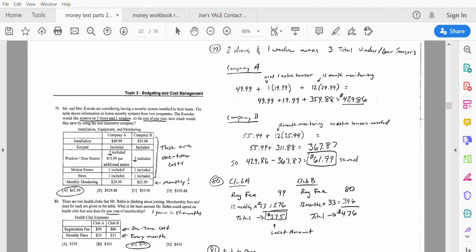Anytime you see registration fee, that's almost always a one-time cost. When you first start something, on some things, you have to pay a registration fee. That's one time. Then monthly dues, that's per month. So make sure you read the problem. Is it 1 year? Is it 2 years? Is it 5 years? Whatever it is. So let's look at Club A.